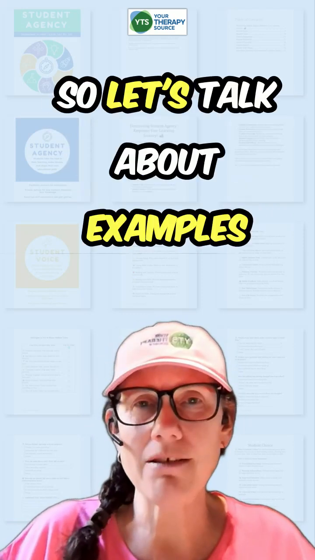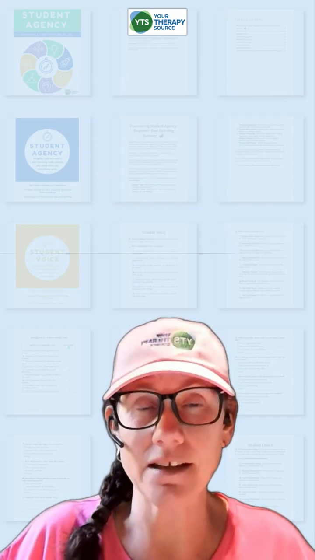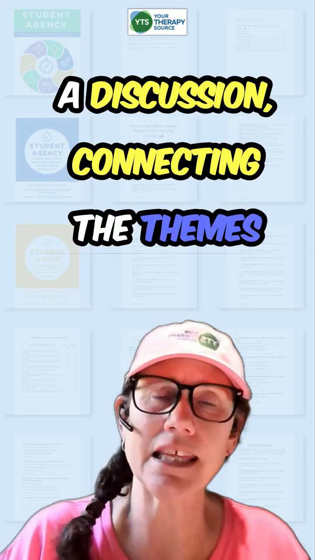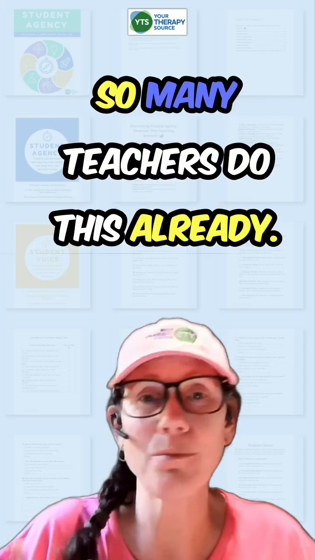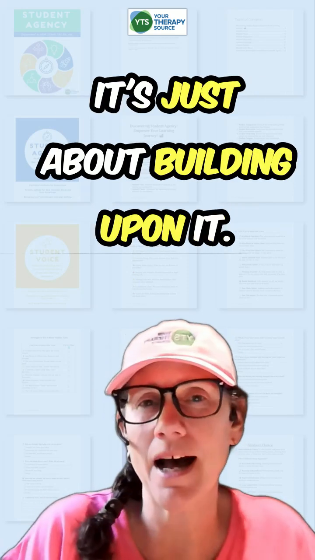So let's talk about examples of student agency in action. For example, in your English class, students choose a book from a curated list and lead a discussion connecting the themes to personal experiences. So many teachers do this already. So a lot of it you're doing already. It's just about building upon it.